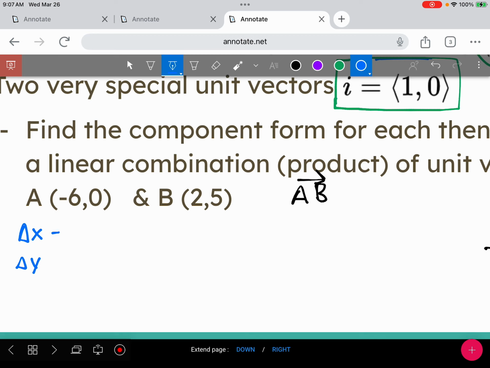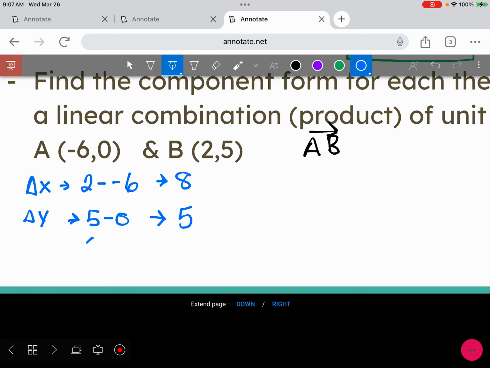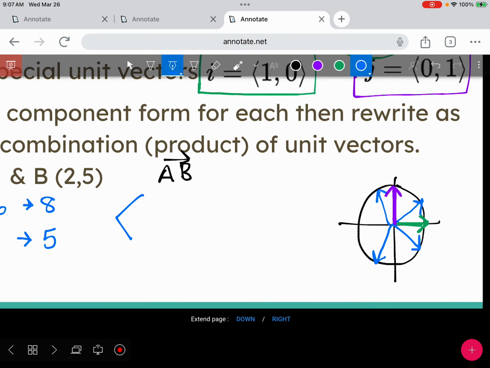So what is the change in our x's? 2 minus negative 6. And our change in our y's, that's our 5 minus 0. So we're looking for the difference in the pieces. So the change in our x's is going to be 8, and the change in our y's is 5. So the component form, I'm going to put it up over here, is 8, 5. Right? That's what we did yesterday. We did those a bunch yesterday.